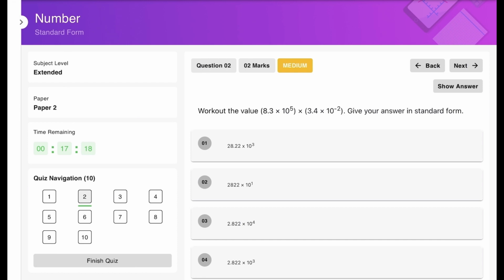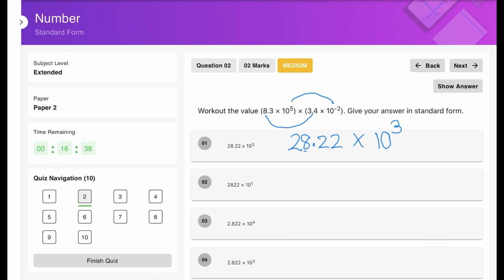Moving to the next question. 8.3 times 10 to the power of 5 times 3.4 times 10 to the power of negative 2. So you have to multiply these two. 8.3 times 3.4, so that's 28.22 for a start. And then we still have the 10 to the power of 5 and negative 2. So indices law says that you have to add the powers together. So this is going to become 10 to the power of 3.